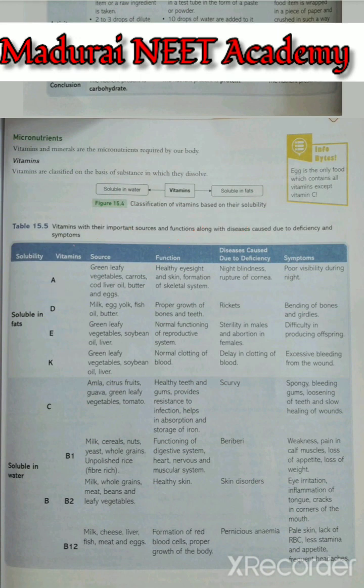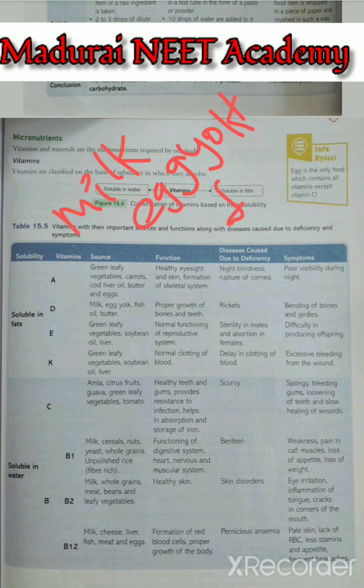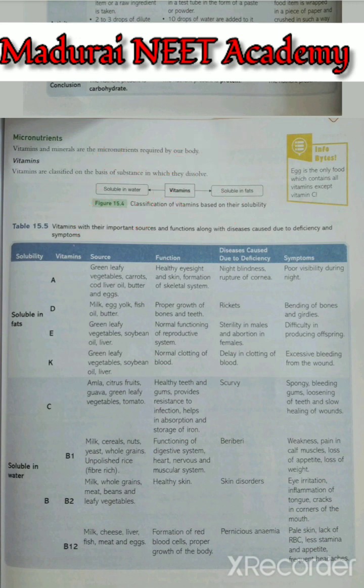The next one is vitamin D. Vitamin D is found in milk, egg yolk, fish oil and butter. These are the sources of vitamin D, and its function is to give proper growth of bone and teeth. The result of deficiency of vitamin D is the disease called rickets, which means it leads to the bending of bones.